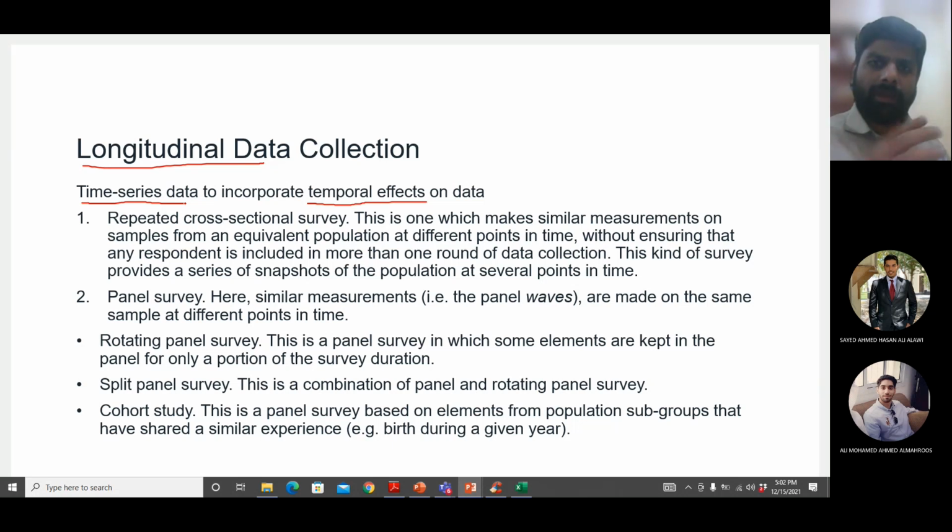So at one point of time you have some portion of the people who are the same as the previous survey. Then you have a split panel, which is the combination of panel and rotating panel. A panel survey means the same people, and a rotating panel means people are changed after a particular time. You combine both of them, and it becomes a split panel. The portion of the panel which will be rotated is already known, that is, which people will be rotated next time. This is a split panel.